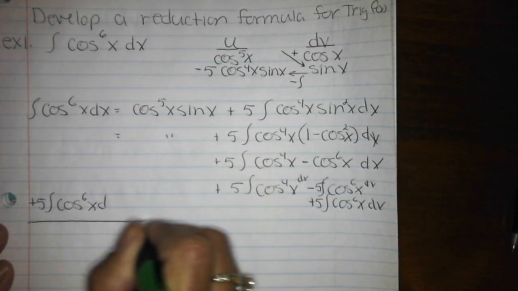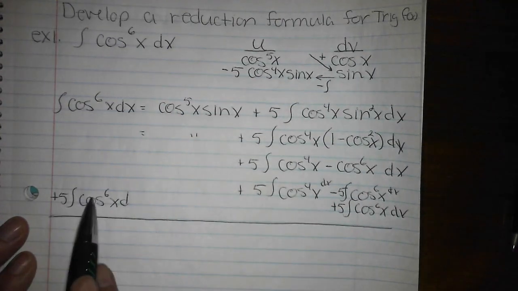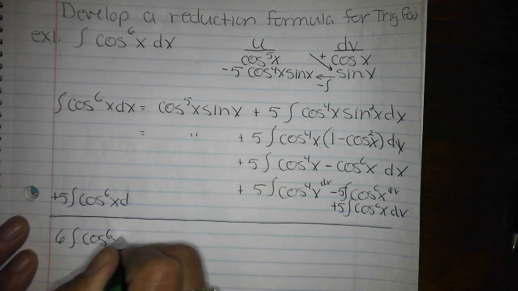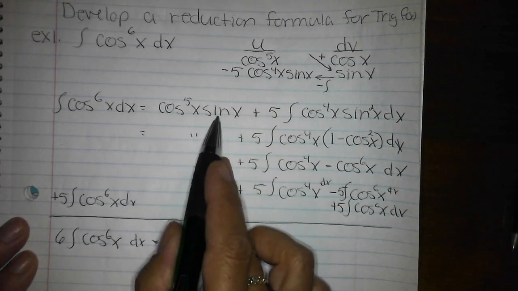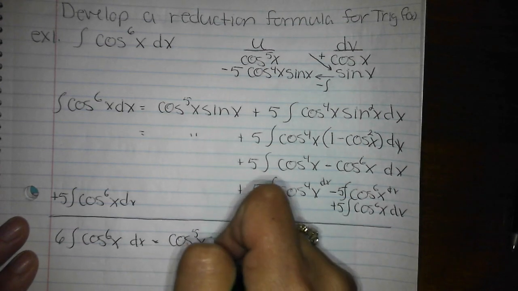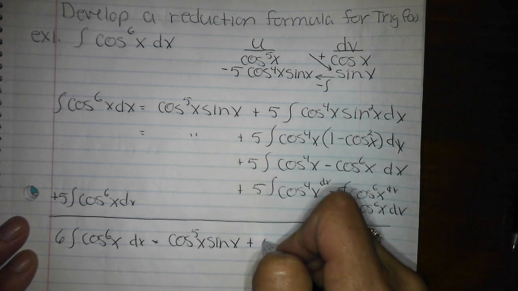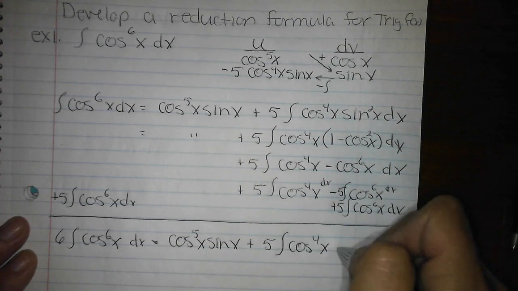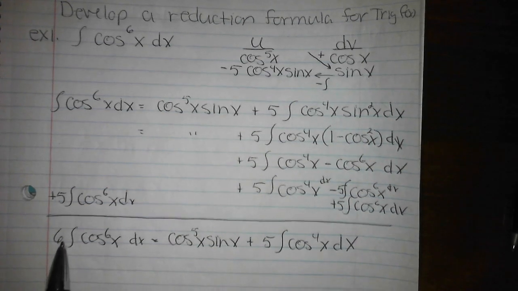So here I have 1 integral of cosine to the sixth plus 5 more. That's going to give me 6 integrals of cosine to the sixth x dx equals, so I still have my first term that I'm going to write because I'm just about done. Plus, I've got 5 times the integral of cosine to the fourth x dx. And the last thing I've got to do is get rid of the 6 that's out here.